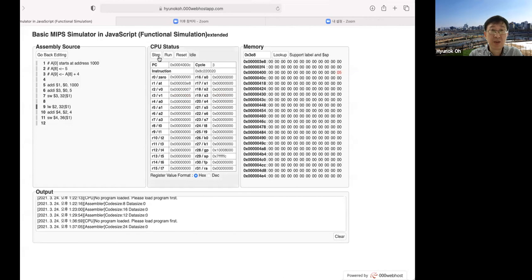And load. So $2 is 5. And then add: $2 plus 4, which will be 9. So $4 will be 9. And then storing the 9 onto the location. So can you guess where the memory is changing? This will be changed to 0, 0, 0, 0, 9, 0, 9. So that's our expectation. Okay.